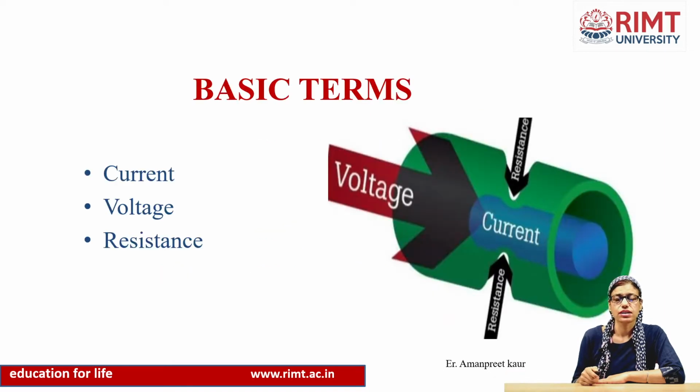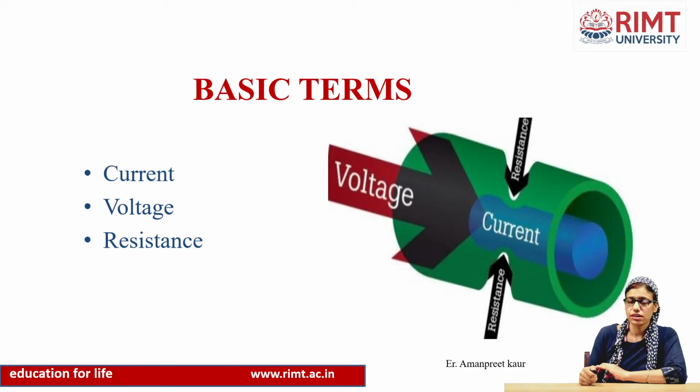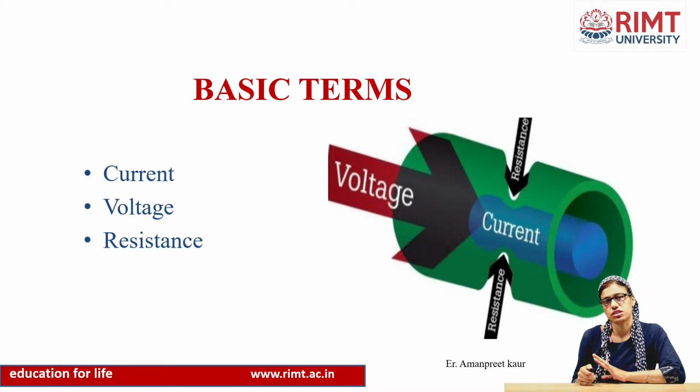Before we start Semiconductor Diodes, there are some basic terms we should know: current, voltage and resistance. What is current? Current is the rate of flow of charge through a material, or in a conductor. The charge may be electron or proton, positively or negatively charged, but mostly in metals and conductors, current flows because of the flow of electrons.